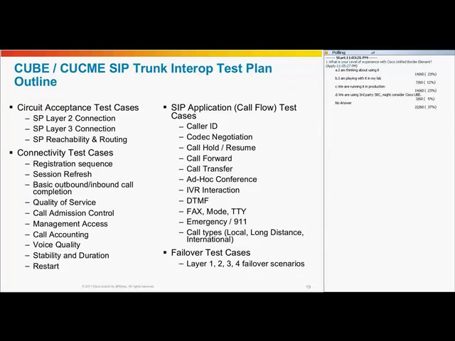If you want a better and smoother migration to the SIP trunk, we definitely need a very thorough test plan. We need a circuit acceptance test from the service provider, and also a connectivity test, as summarized in the chart. So you need to test basic outbound and inbound calls, voice quality, accounting, stability, etc. Then you have to pay attention to the SIP application call flow test. You have to test the caller ID display, ad hoc conferencing, and DTMF interworking. So you can get an idea of how many services you need to test from the list. And you also need a failover test if you have a very large enterprise network.